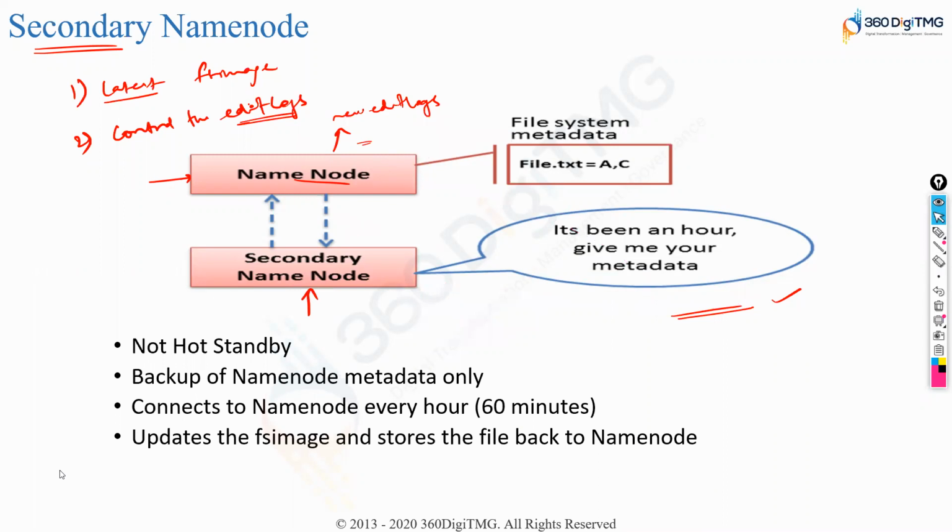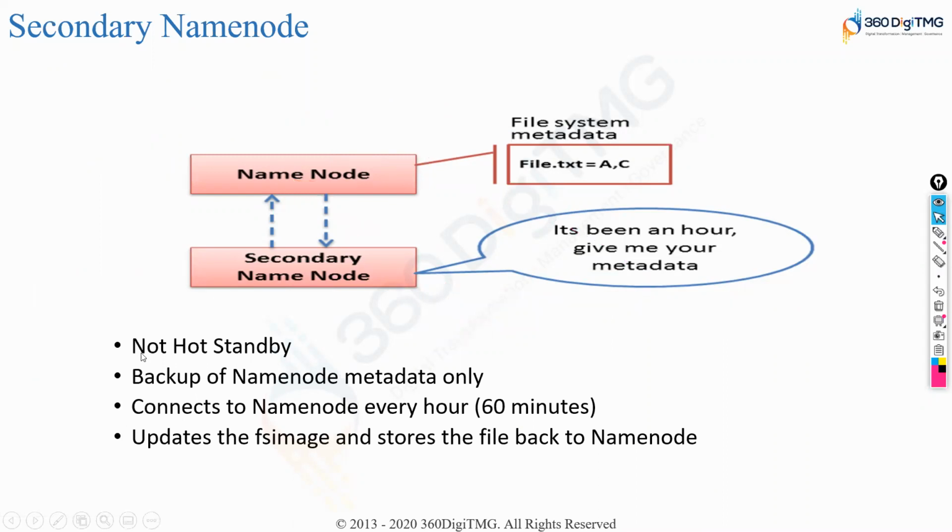Right, so this is about your secondary name node transactions. It's not a hot standby. It backs up only the metadata. It connects to name node every 1 hour, copies the FS image and edit logs, and in secondary name node, the FS image is updated with the edit logs information, and then it puts that latest FS image file back to name node. So that is the task of secondary name node.